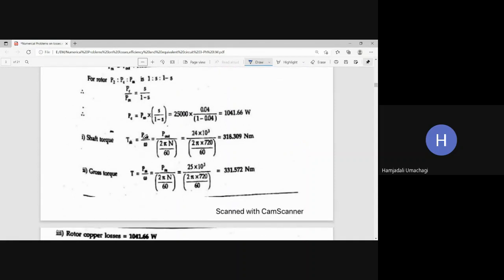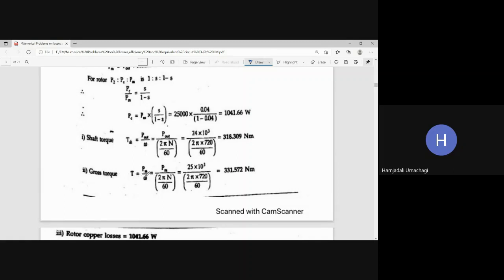Shaft torque T_SH is nothing but P_out by omega, where P_out is 24 kilowatt, divided by omega, which is 2 pi N by 60, where speed is 720. With this, we'll be getting shaft torque T_SH as 318.309 Newton meter.